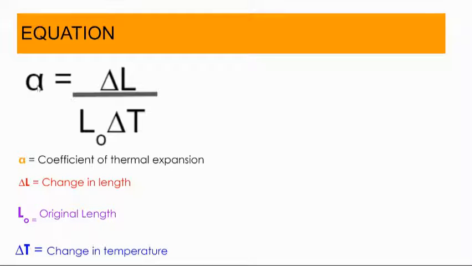Again, to solve for the linear coefficient of thermal expansion, we will take the change in length and divide it by the original length multiplied by the change in temperature. Note, since there's two variables in the denominator, you do need to be sure to program your calculator correctly so that it divides by both of these variables.